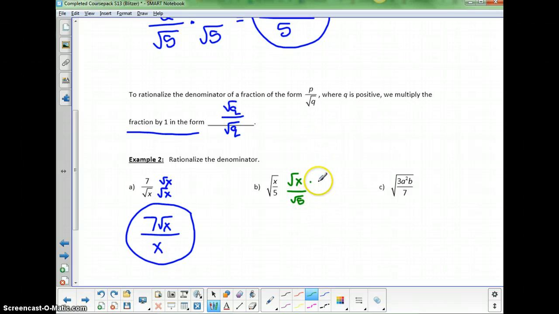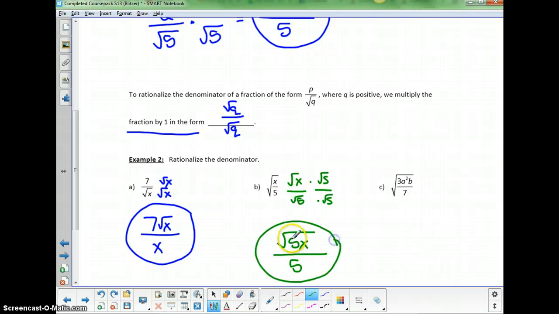And then we're going to multiply by square root of 5 on top and bottom. Okay, so it's going to give us square root of 5x on the top over 5 on the bottom. Okay, same thing with the next one. We're going to be able to simplify this to 3 square root of a squared square root of b over square root of 7. Let's go ahead and simplify that.